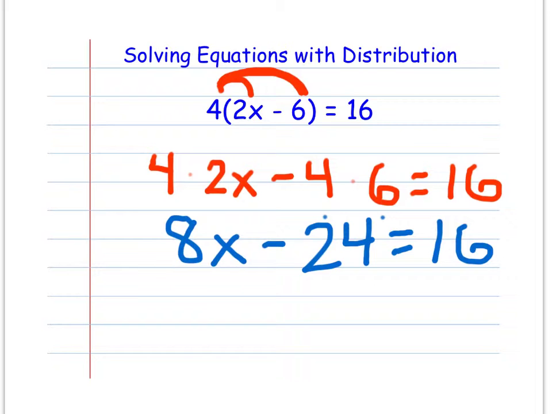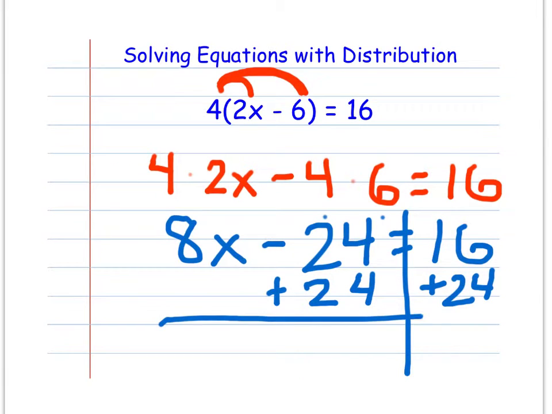And then now that I've used the distributive property, I can just go about solving the equation the same way that we've been doing it. So my goal is I'm trying to get the x by itself. So I'm going to get rid of this constant. So to get rid of a negative 24, I'm going to add 24 to both sides. So on this side, I would have 8x left. And on this side, I am going to have 40. So I have 8x equals 40.